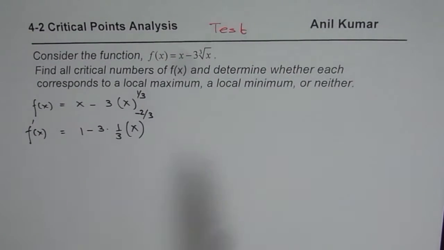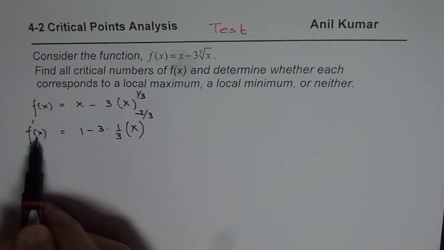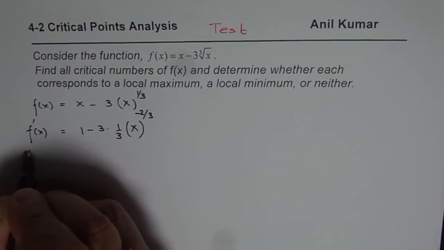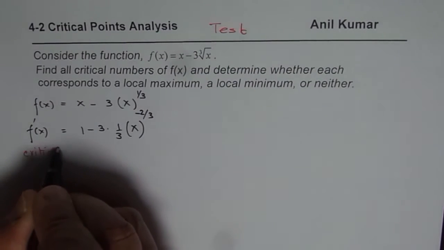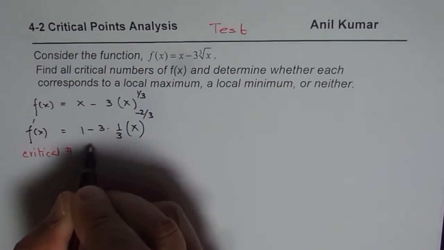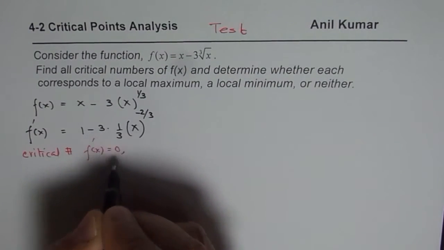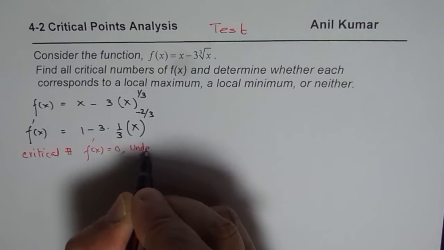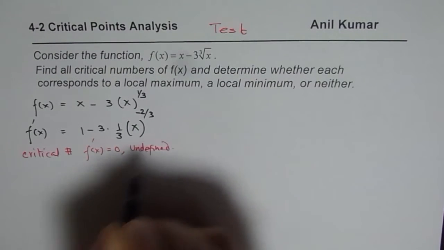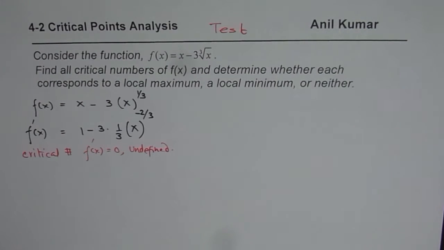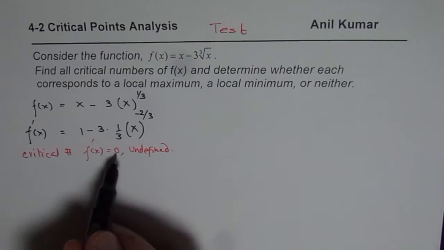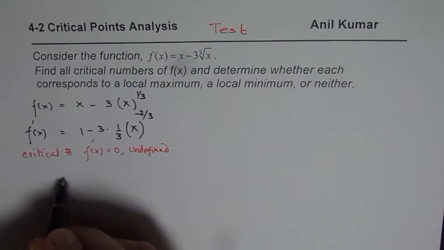Now, critical number really means the number for which f dash x, or f prime x, is 0 or undefined, right? So, for critical number, f prime x should be equal to 0 or undefined. So that gives us the critical number. So let's find when it is 0 or undefined. Okay, so let's analyze it further.